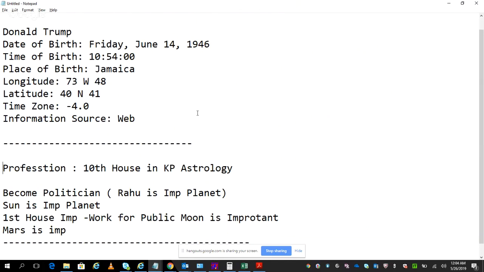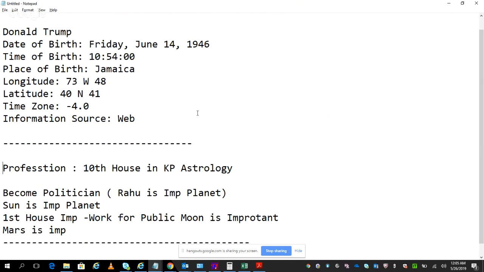For politics, one planet is very important, which is Rahu. Rahu is treated as a shadow planet, but Rahu and Ketu in KP astrology are the most powerful planets, so we cannot underestimate them. Rahu is the most important planet we can say in politics.